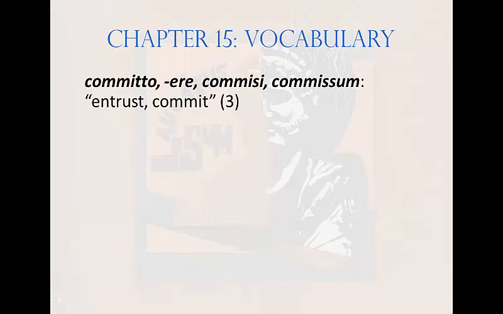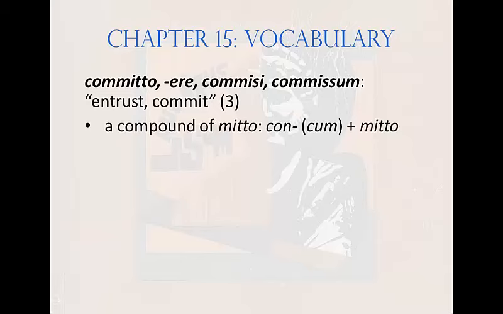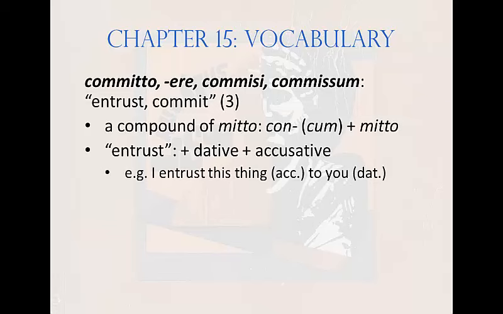Not so the next word, committo, committere, commissi, commissum, meaning entrust or commit. It's a third conjugation verb. And obviously you can see it's a compound of mitto, con, which is cum in compound form, plus mitto, meaning to send together literally, which in Latin produces the sense entrust. Thus, it takes after it both an accusative direct object and a dative indirect object. For example, I entrust this thing, accusative direct object, to you, dative indirect object.